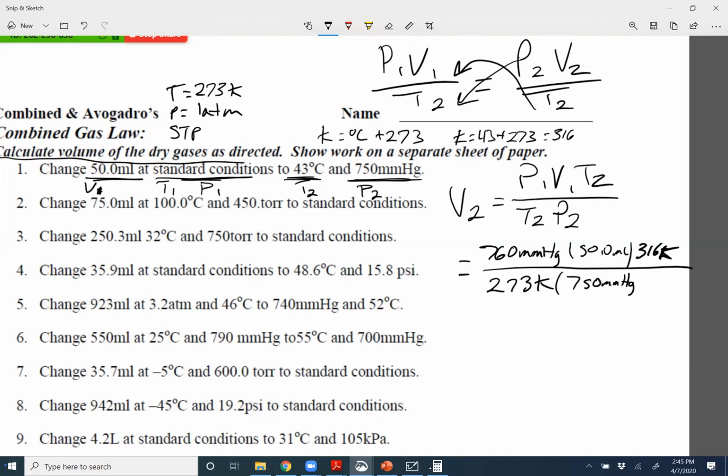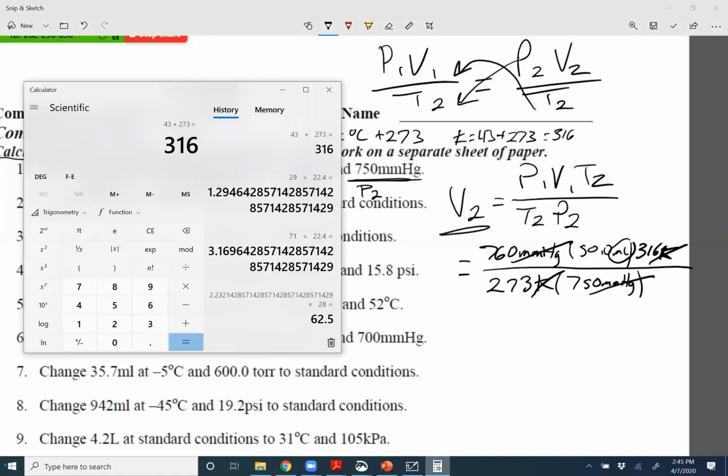Now, I know you probably don't want to write all these units, but it really shows you how you're going to get the right answer when you do. Remember that this question is asking us for volume 2, and you'll notice that mmHg and Kelvin are going to cancel each other because they're on the top and the bottom. The only one left is milliliters, and milliliters is what measures volume. So you know you're going to be able to do this right, as long as you do order of operations correctly.